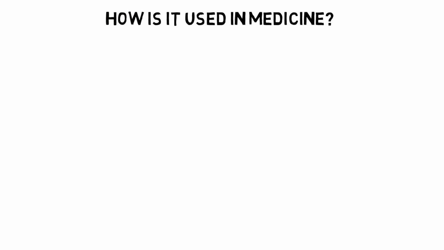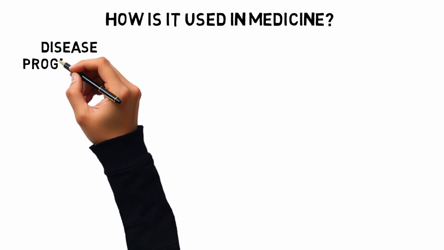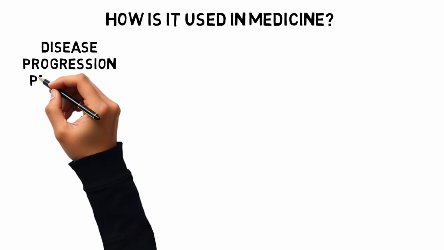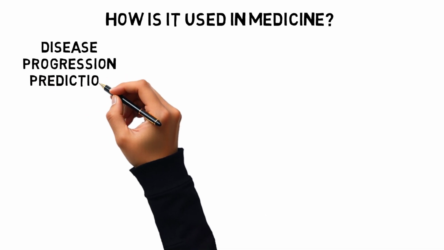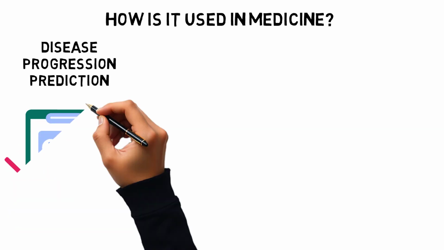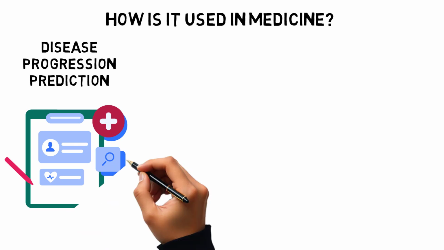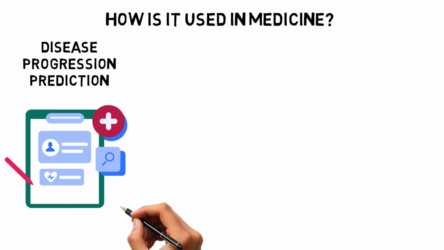Now let's explore how it is used in medicine. Disease progression prediction. Instance-based learning can be used to predict how a disease will progress in a specific patient based on similarities to other patients' medical histories. For example, if a patient has a similar condition and treatment history to another patient who progressed in a certain way, the algorithm can predict how the disease will likely behave in the new patient.